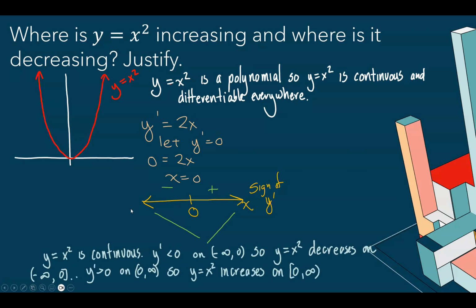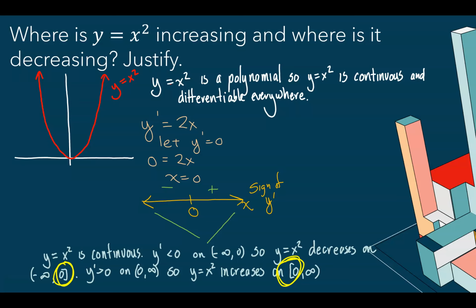Y prime is greater than 0 on the open interval, 0 to infinity. So y equals x squared increases on the interval 0 to infinity, including 0. And the reason I say it gets worse for some people is it really bothers some students that 0 is included when x squared increases and when x squared decreases.